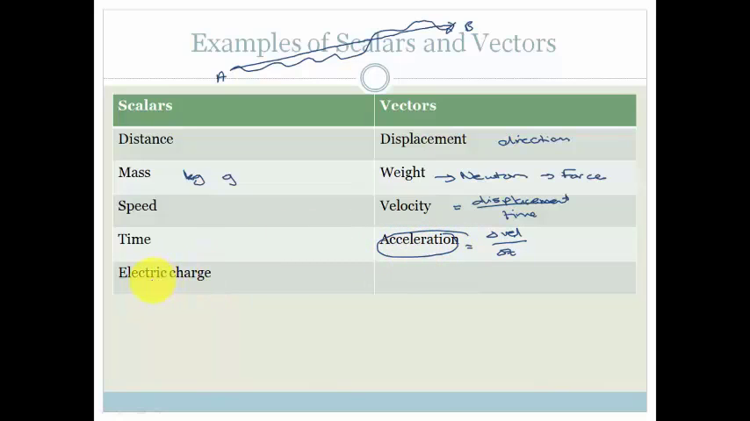Electric charge, in other words, whether or not you get shocked by lightning or whatever, is a scalar as well. So those are just examples of scalars and vectors. Guys, you should know this from grade 8, grade 9, and grade 10. So this is just a quick revision.